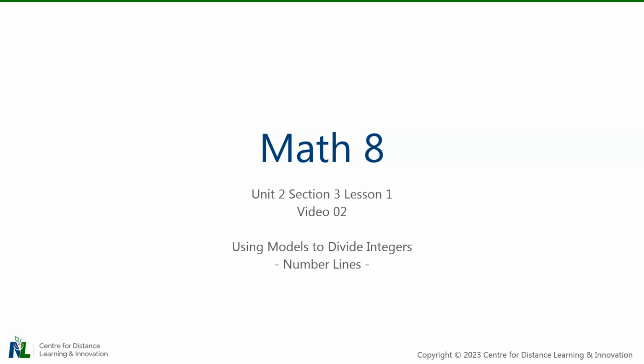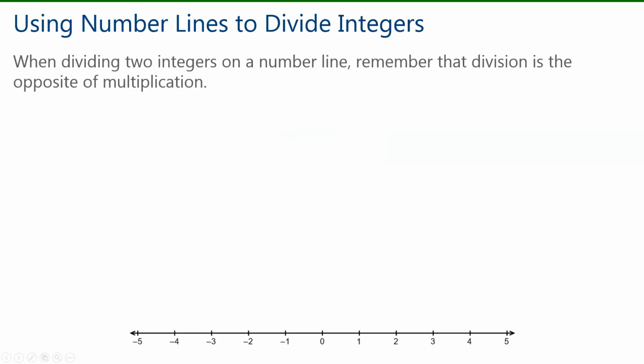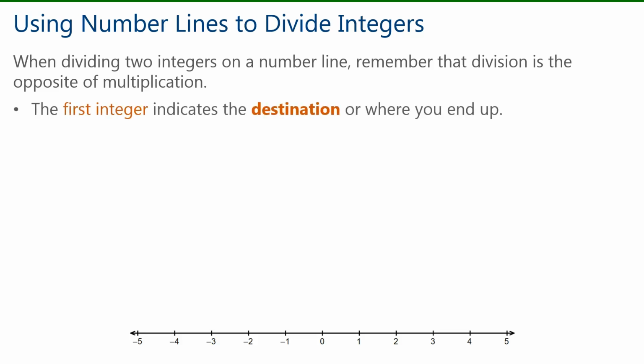This is Ms. Clemens-Brenton, and in this video we will focus on modeling integer division with number lines. When dividing two integers on a number line, remember that division is the opposite of multiplication. The first integer indicates the final destination or where you end up.